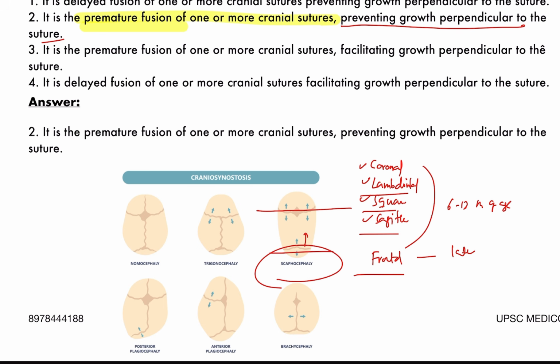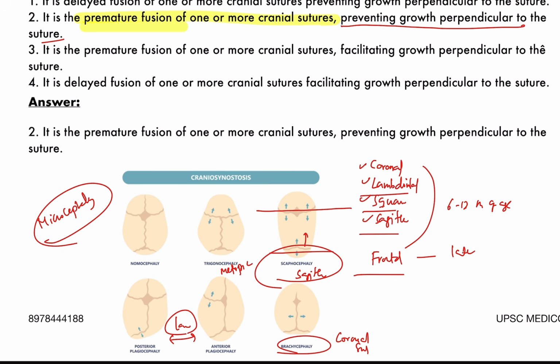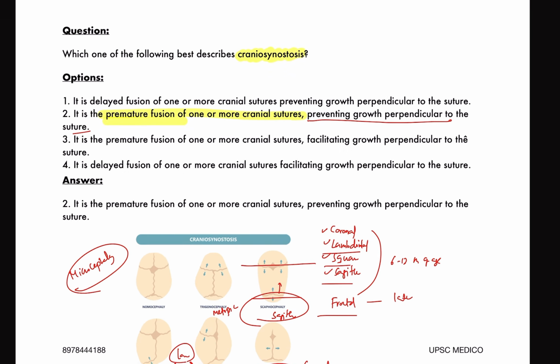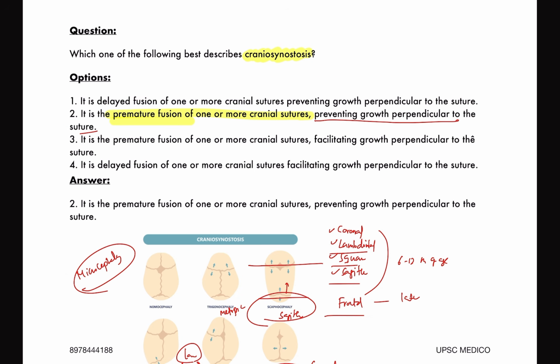Okay. Similarly, brachycephaly due to involvement of coronal suture. Scaphocephaly because of involvement of sagittal suture. Trigonocephaly because of involvement of metopic suture. Plagiocephaly can be anterior and posterior because of involvement of lambdoid suture. Right? So if all sutures are involved, it leads to microcephaly. Okay, so briefly, this is what you need to know about craniosynostosis, and the correct answer is option 2 here. It is premature fusion of one or more. If one suture is closed, it is called simple craniosynostosis. If more than one is involved, we call it a complex one.